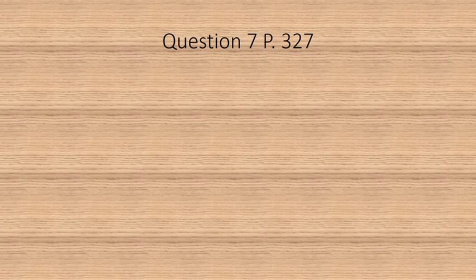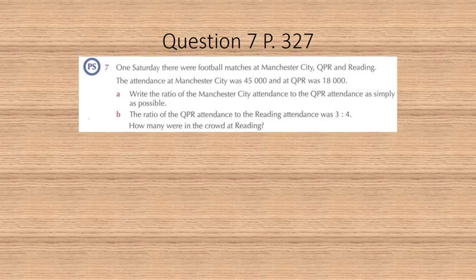So question number 7, he said here, one Saturday there were football matches at Manchester City, QPR and Reading. The attendance at Manchester City was 45,000 and at QPR was 18,000. Question A here asks you to write the ratio of Manchester City attendance to the QPR attendance as simply as possible. This is a very easy question. I know that all of you can do it, of course.